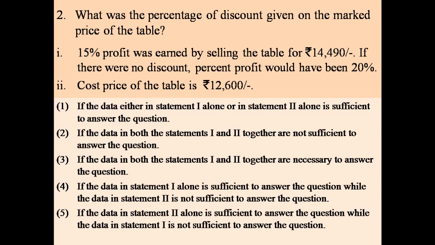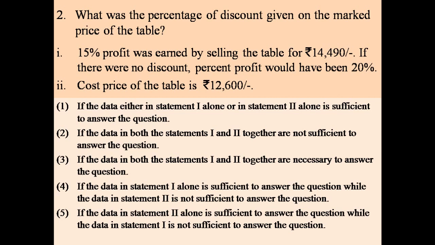First statement you should not see at all now. Cost price of the table is 12,600. From that, can we decide what was the discount percentage? No, nothing is mentioned about the discount at all in statement 2. And we cannot say anything about discount. So the second statement is absolutely of no use to us to decide the percentage of discount.